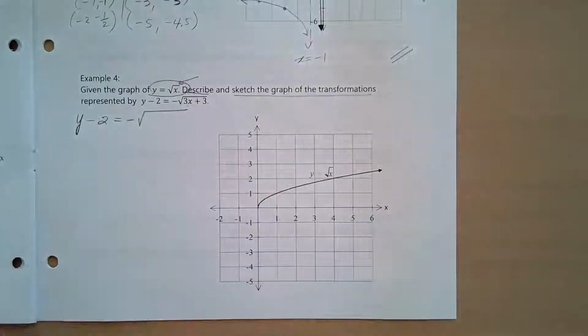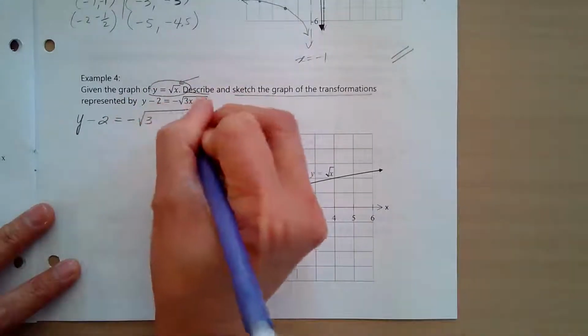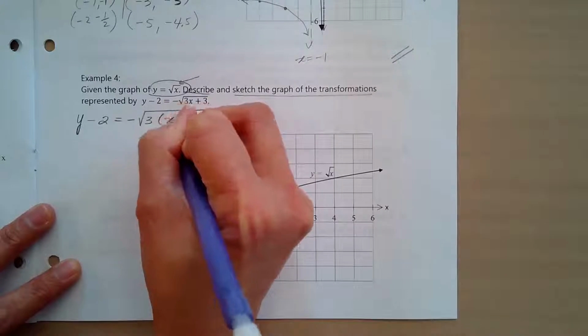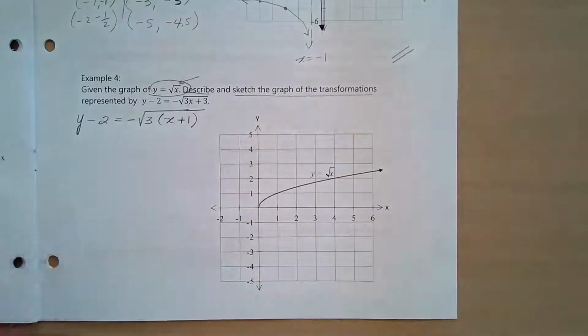What we are going to do is factor out a common factor of 3. So we have x plus 1. Okay, so we factor out a common factor of 3 to get that x plus 1. So looking at that, what are the transformations that happened there?